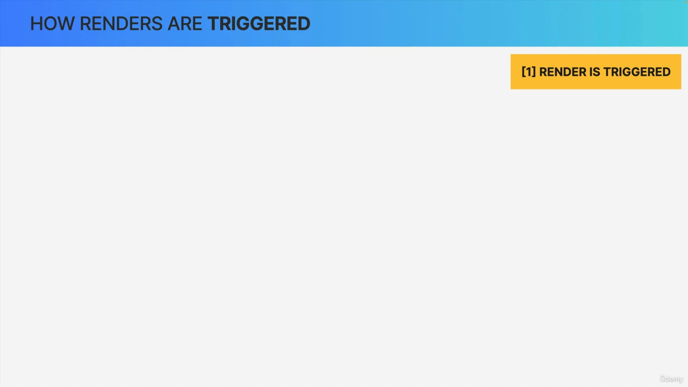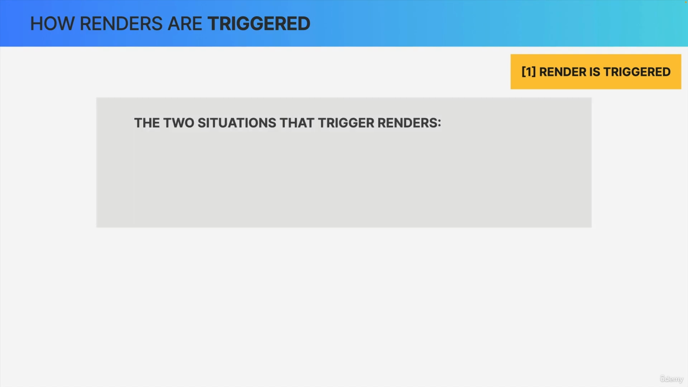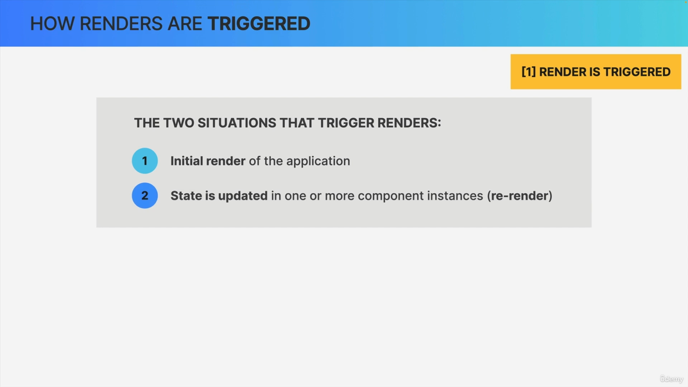So there are only two ways in which a render can be triggered. The first one is the very first time the application runs, which is what we call the initial render. And the second one is a state update happening in one or more component instances somewhere in the application, which is what we call a re-render.